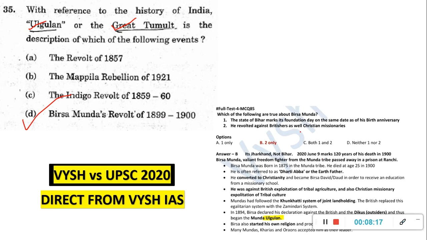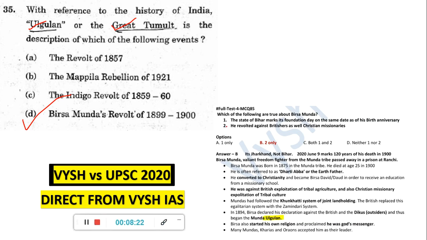So here, if you see, "Which of the following are true about Birsa Munda?" The entire history about him we have done in multiple MCQs. This is in Full Test number 4, the mixed subject test. Here also we have told like this: this is the Munda Ulugulan. Okay, that term is here, and Dikus means outsider. So these are all taken from the textbook only.